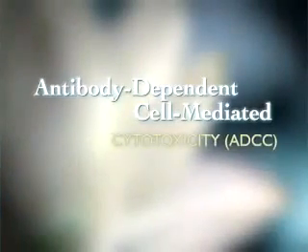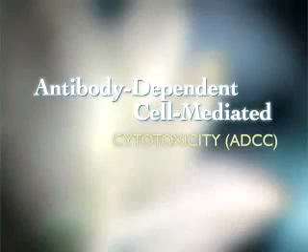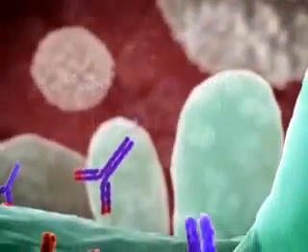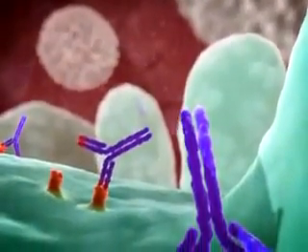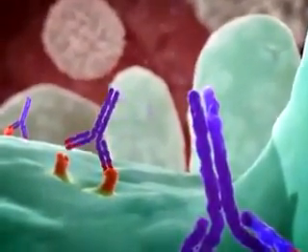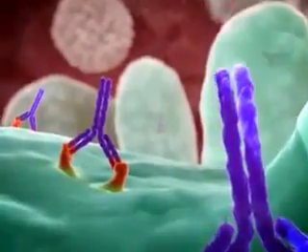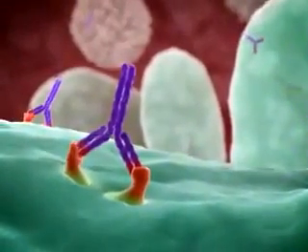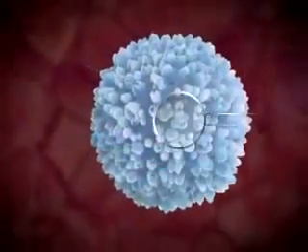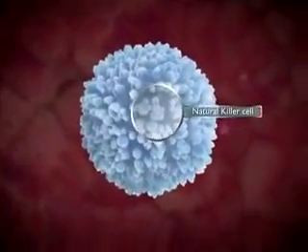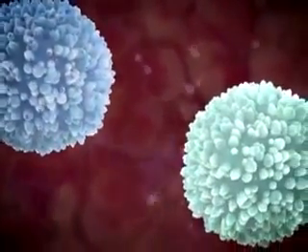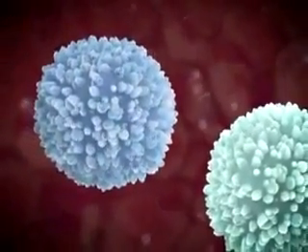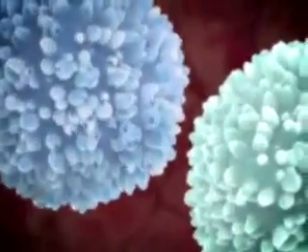Rituxan may also destroy B cells through a process called antibody-dependent cell-mediated cytotoxicity, or ADCC. When Rituxan binds to CD20 on the surface of B cells, the antibody receptor complex attracts other components of the immune system, including natural killer cells. Natural killer cells have receptors that can recognize and bind to the humanized tail of Rituxan. They also carry granules filled with cytotoxic molecules.